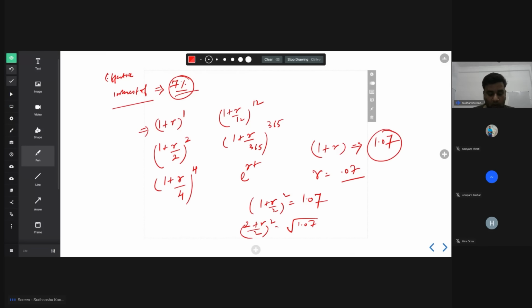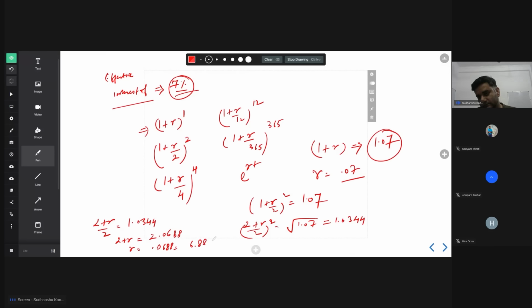Basically, you are not telling wrong, but it is just the concept applied. The square root of 1.07 I am doing. It is 1.0344. So this is gone now, this is on that side. So 1 plus r divided by 2 is equal to 1.0344. 1 plus r is equal to, I multiply it by 2, you do it by 2 as well, it becomes 2.0688. r is equal to what? 0.0688.